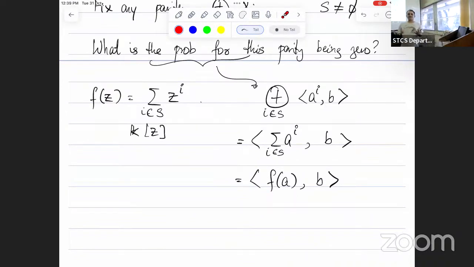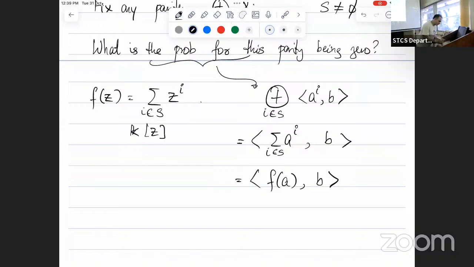I'm going to think of two situations. Either it is the case that f of a actually turns out to be the 0 element of the field, or f of a is a non-zero element of the field. I want to ask, if f of a were the zero element, what would happen to this dot product? And if it was a non-zero element, what would happen to this dot product?